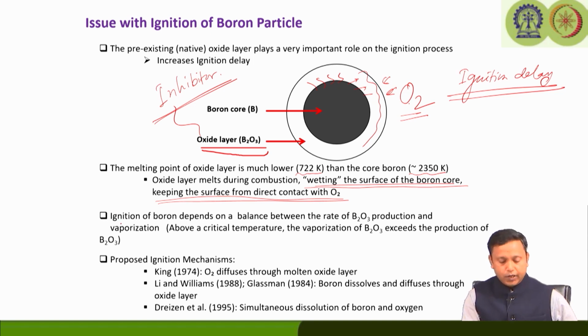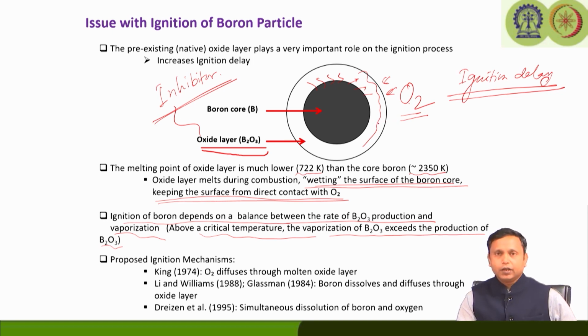It is said that ignition of boron depends on the balance between the rate of B2O3 production and vaporization. Above a critical temperature, the vaporization of B2O3 exceeds the production of B2O3, so that way it can have bare burning of boron particles. Some ignition mechanisms have been proposed, in which oxygen diffuses through the molten oxide layer. Others have proposed that the boron dissolves through the molten layer and reacts with oxygen. So, there are some contradictory mechanisms on the ignition of boron particles.